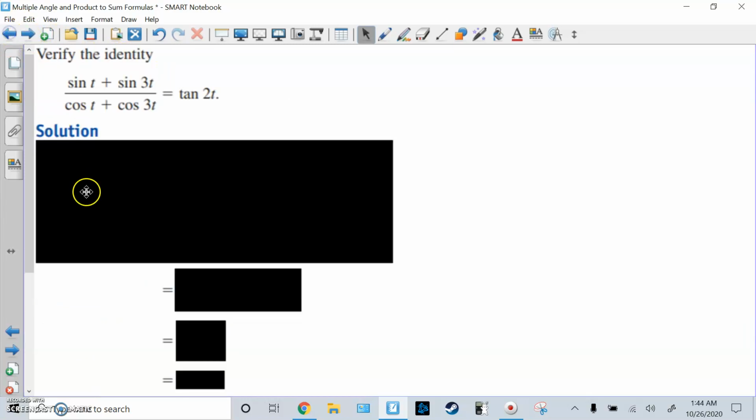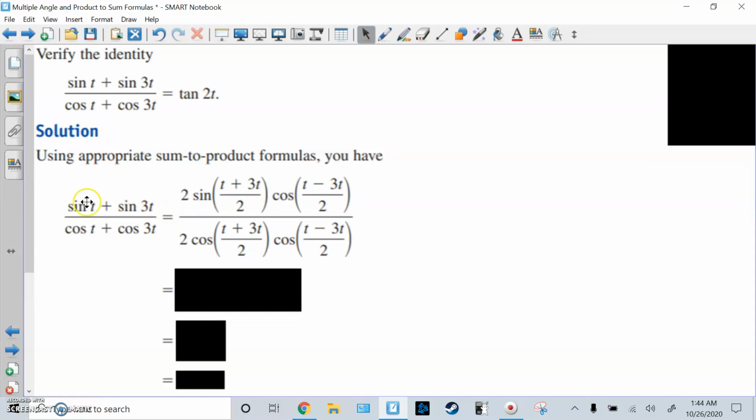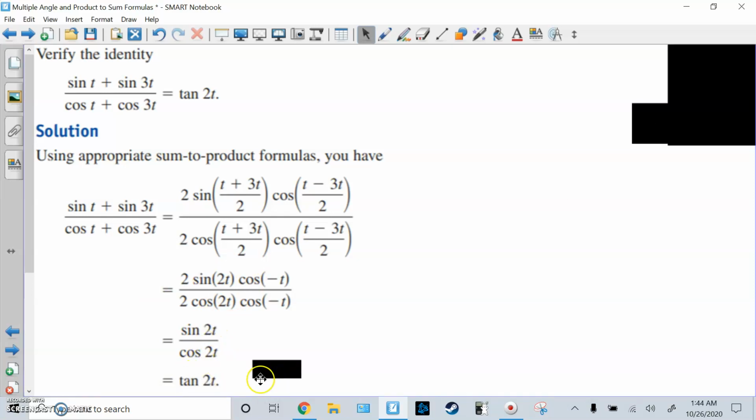Sine t plus sine 3t over cos t plus cos 3t equals tan 2t. We'll just work on the left side. For the top, use the sum to product formula. For the bottom, do the sum to product formula. Fix the insides. Then here, notice the top is really sine of a double angle, the bottom is cosine of the double angle, and then that turns into tangent of that double angle.